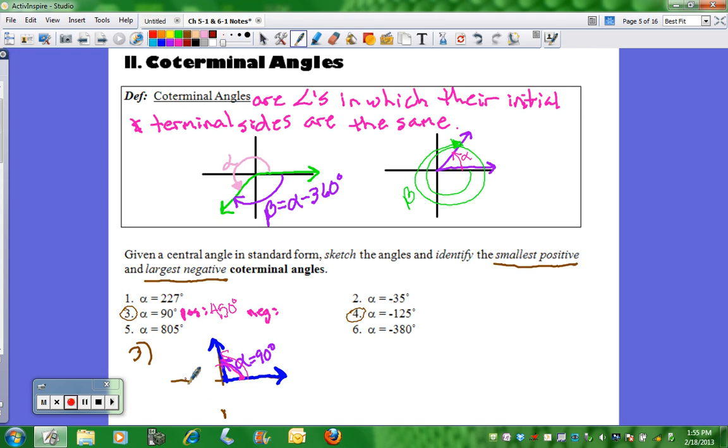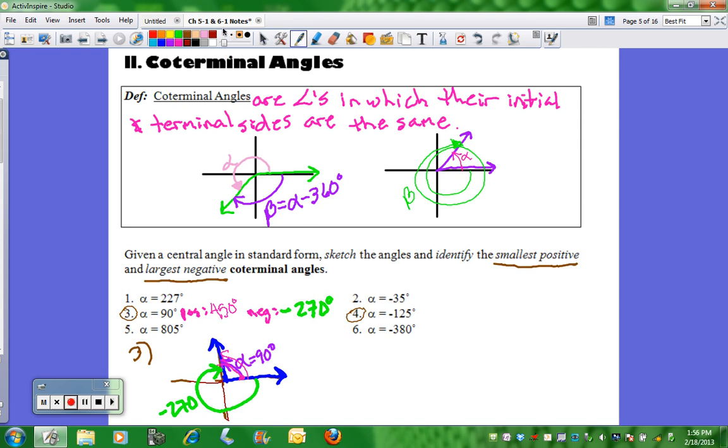Then I'm looking for now a negative coterminal angle. So we have this 90 degree, and we just need to go the opposite direction. That's all we need to do. So if we just loop around this direction, this will be 90 minus 360, so we'll get negative 270 degrees for that one. And so our largest negative will be negative 270 degrees. I know that some of you are going, what? Largest negative? Remember, negative 1 is bigger than negative 2, technically, in the math world. Okay, so keep that in mind.